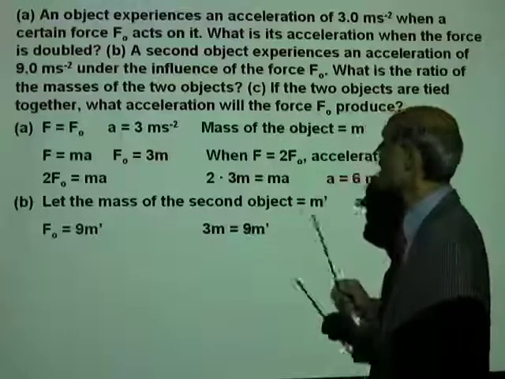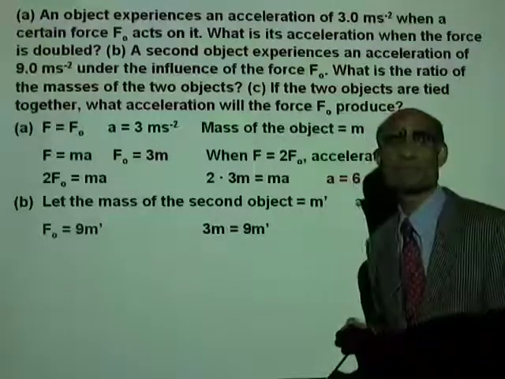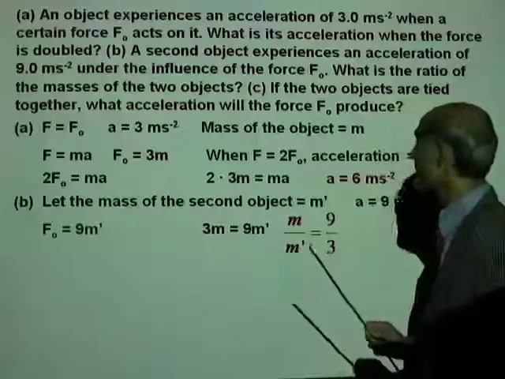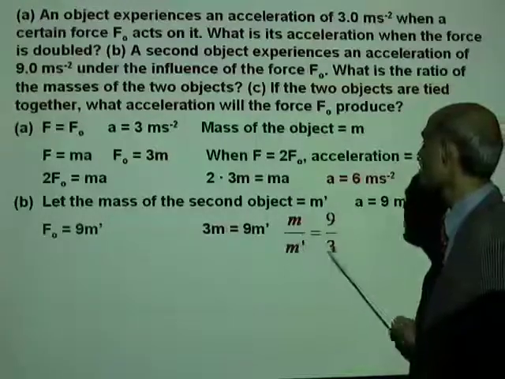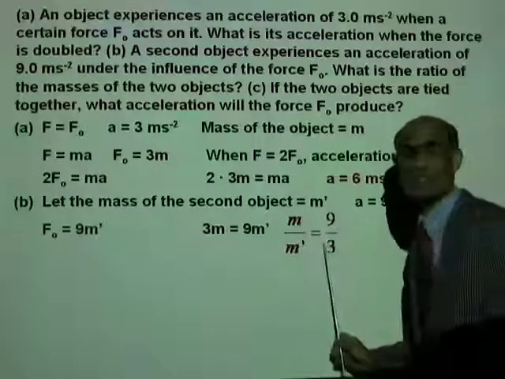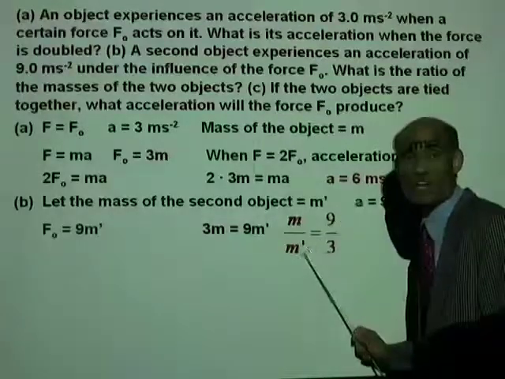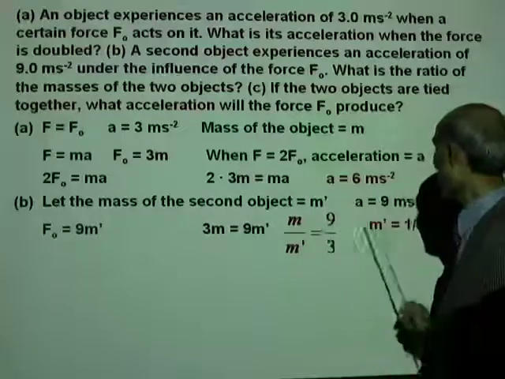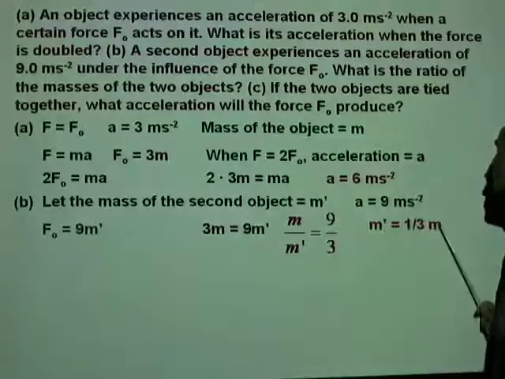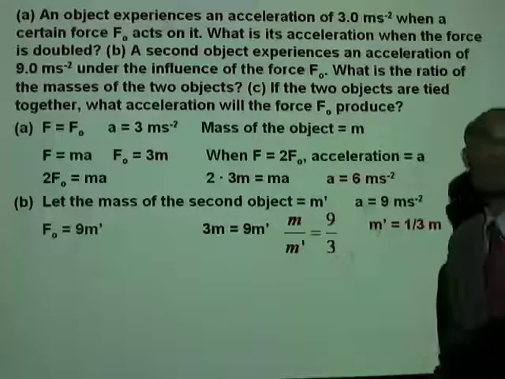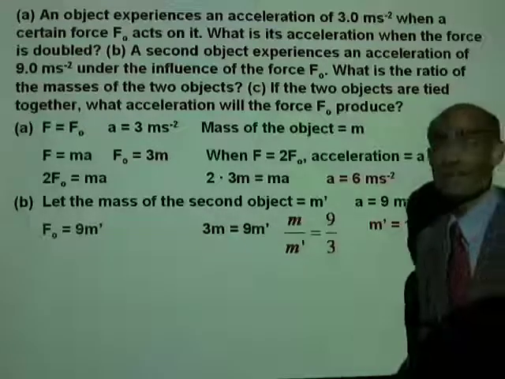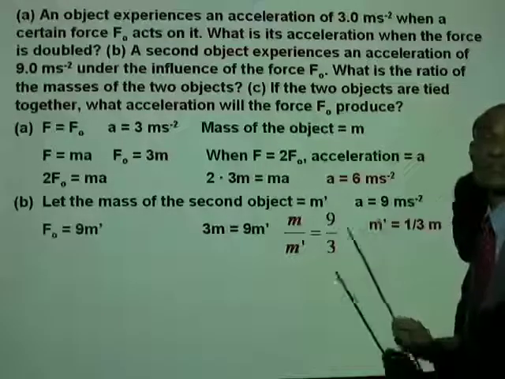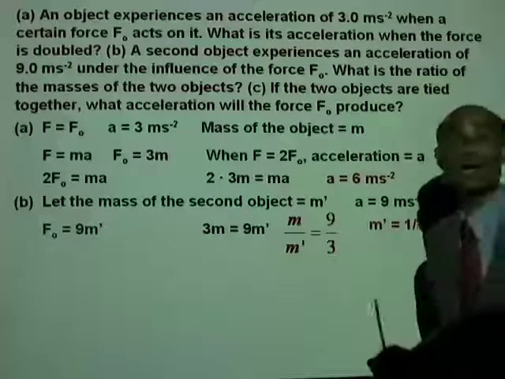3m equal to 9m prime, and therefore m divided by m prime is 9/3. You understand that, isn't it? You see, 9m prime equal to 3m, or m prime equal to 1/3 of m. In actual fact, you don't need all these steps to figure out that m prime is 1/3 m.